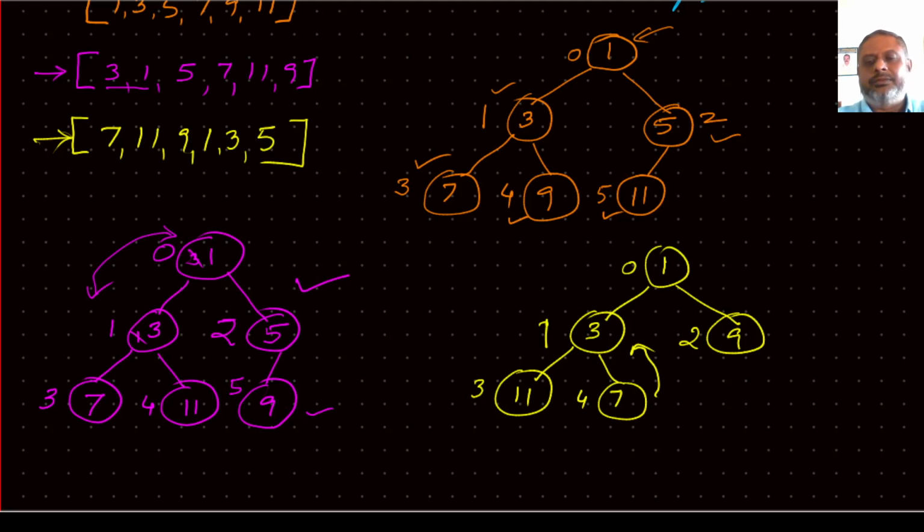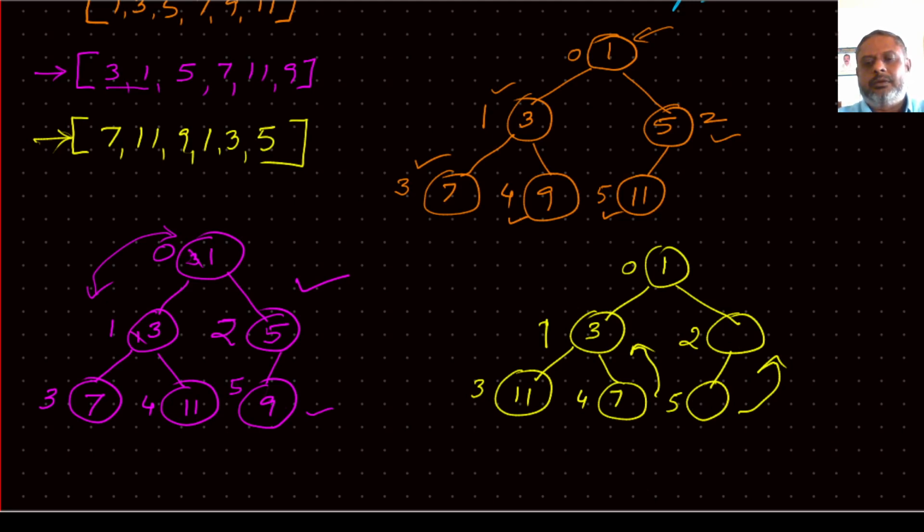So next thing is 5. 5 has to come here, which is at location 5. And when you see 5 is a child of 9, which is not allowed in min heap. Therefore, 5 and 9 are to be swapped.